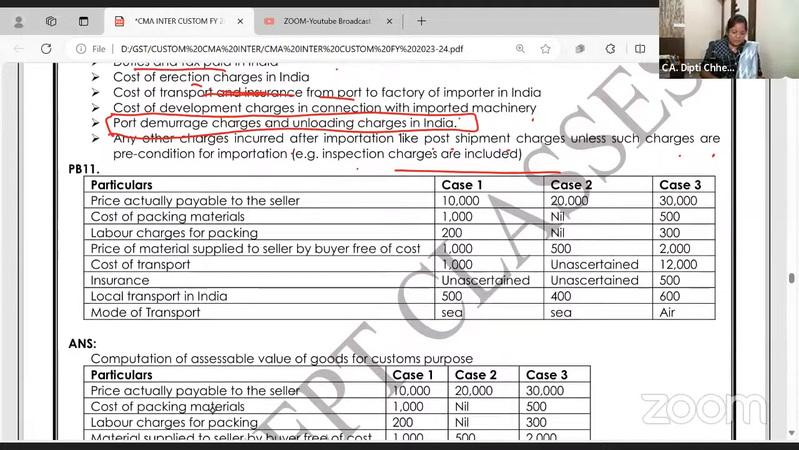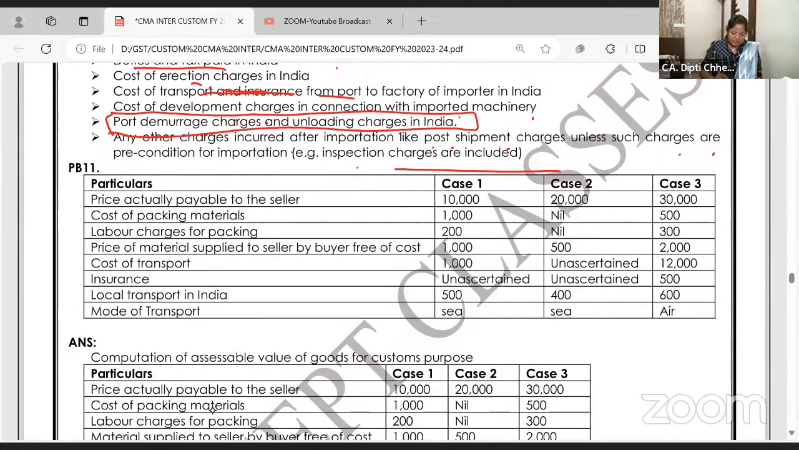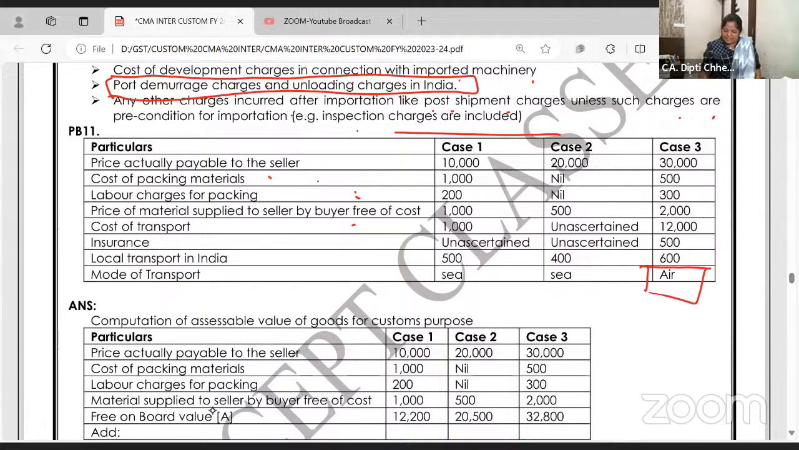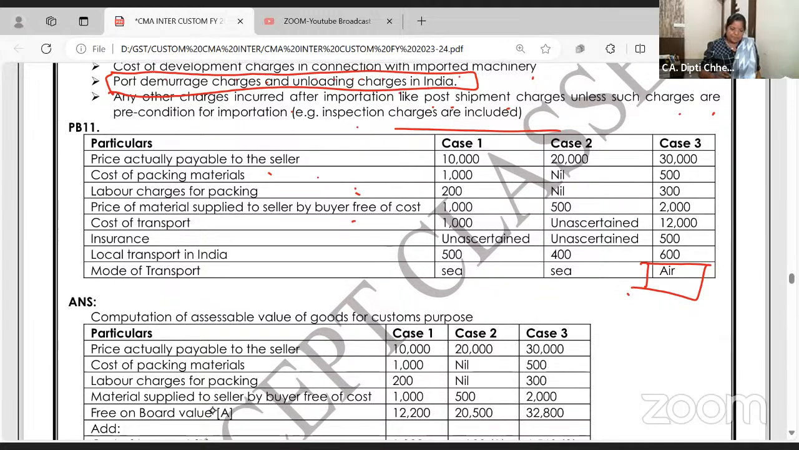Okay, these are just practice questions. When I come to those kind of exam questions, I'll say price actually payable to the seller, cost of packing material, labor charges, price of the material supplied. What things will you take? Is this a complete question, beta? No. This is just a question for practicing your FOB in their country. Now it will have freight, insurance, then CIF, then duties. Okay. And this one is by sea, this one is airways. In airways, 20% of the FOB is the restriction.